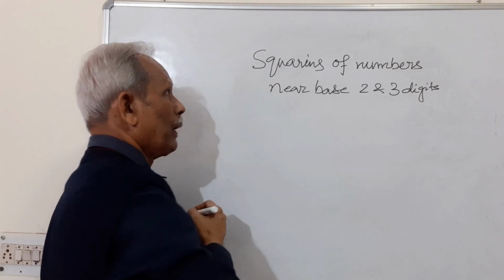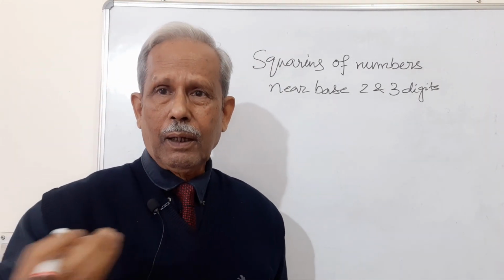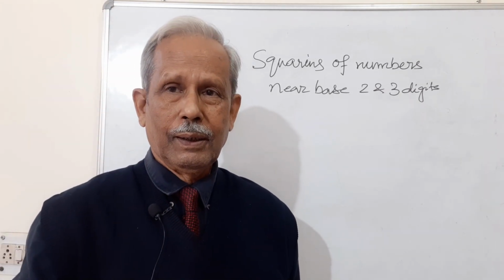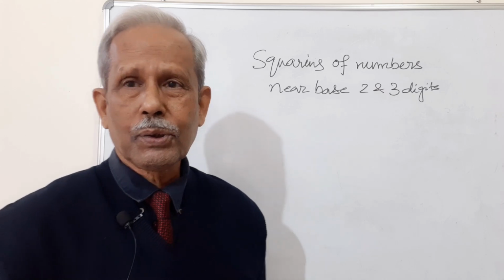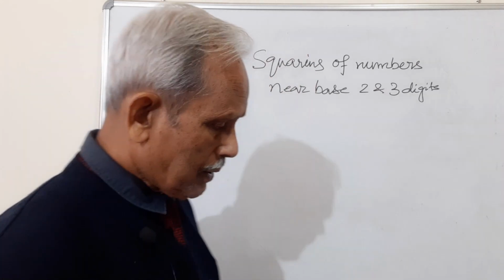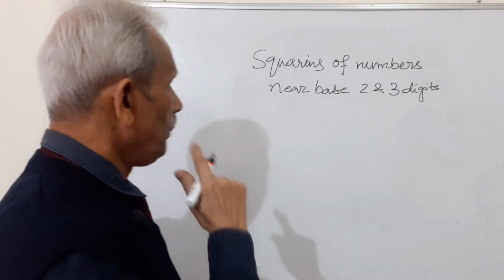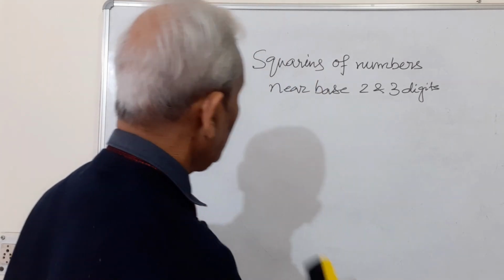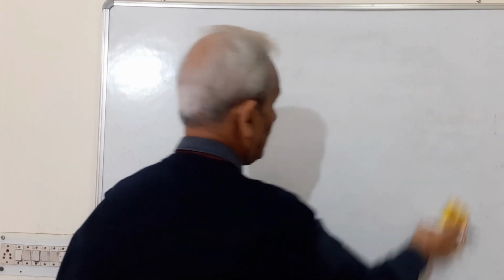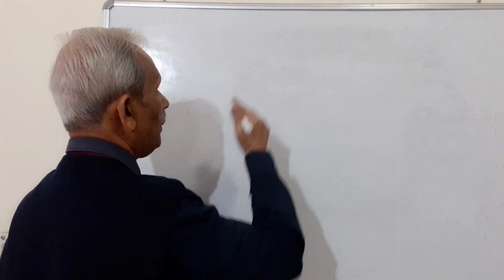If I say squaring of numbers which are near base, I hope you remember that base is 10, 100, 1000, etc. So for those numbers which are near these numbers, how do we do the squaring? Let us see here. To do this, you have to remember certain things. Number one, the concept of base should be very clear to you, that the base is 10, 100 or 1000. So if I take an example, then I'll make you understand.